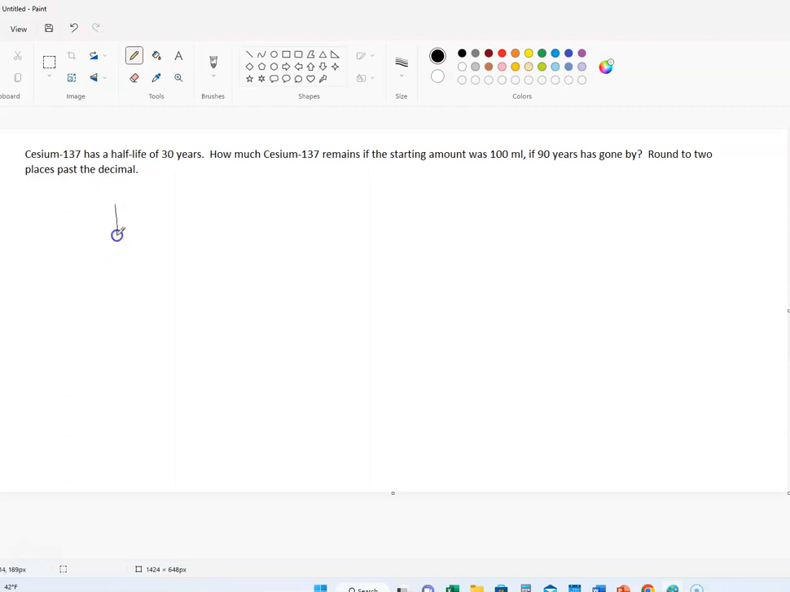So here we go. N is the amount that remains, and that's going to equal N sub 0, which is the initial amount, times 1/2, and 1/2 is to the power of t, the time that's gone by, divided by T 1/2, which is, of course, the half-life.